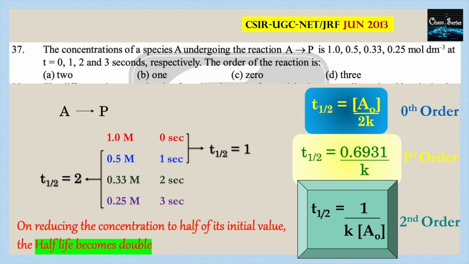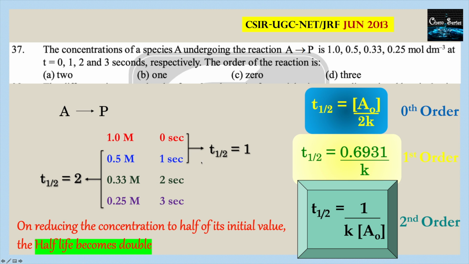Because you see here the concentration of the reactant decreases, right? From 1 to 0.5, 0.33, 0.25, so it decreases. And what happens to your T half? It increases, right? 1 and it doubles to 2, and obviously the next T half will also increase. So your T half increases and your initial concentration decreases.